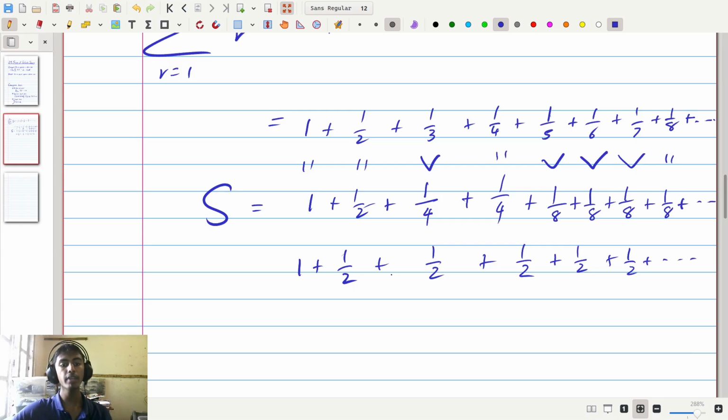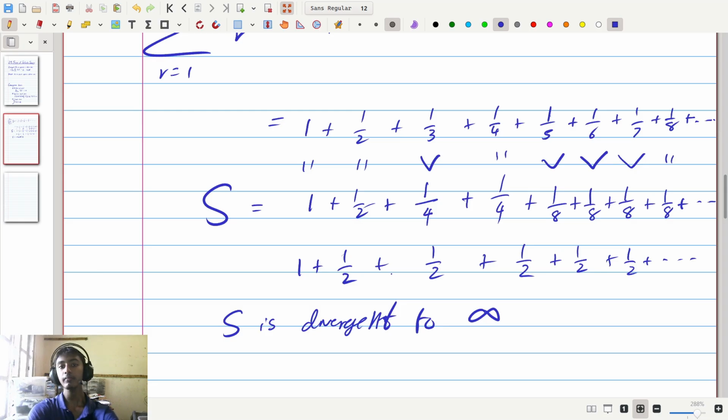Now then, we have a 1 here, and we have a continuous stream of halves that are being added together. If we have a continuous and infinite supply of these 1/2s, we can say that the sum S is going to be infinite. Therefore, S is divergent to infinity.